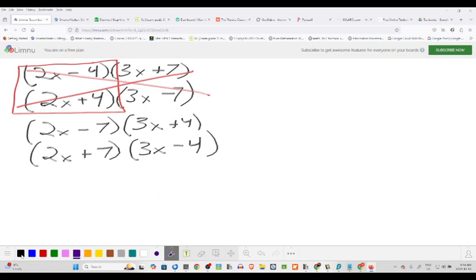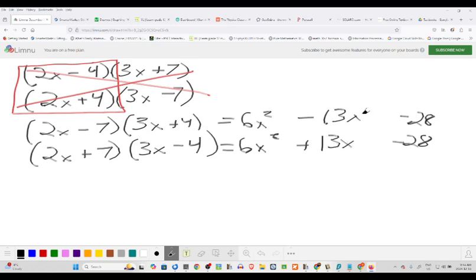So, what are our cross terms? These both give us a 6x squared at the beginning and a negative 28 at the end. The negative 7 times 3 is a negative 21x plus 8. This one gives us a negative 13x. Positive 21 minus 8 gives us the positive 13x.